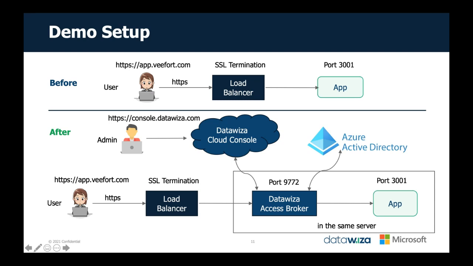Then we will insert Datawiza as access broker in front of this application. And this Datawiza access broker will talk to Azure AD to finish the authentication process on behalf of this application, as you can see in this box right here. And this Datawiza access broker and this application are running on the same server. You can think about this as the sidecar or agent mode, right? Which is different than the gateway mode we showed you previously. And we will show you how the Datawiza management console works. As an admin, you get the first-hand experience.